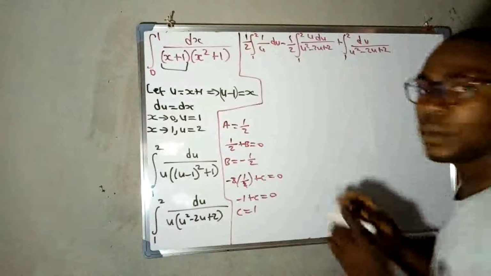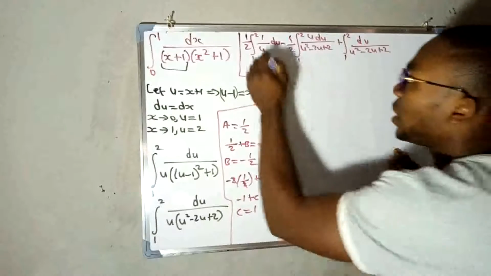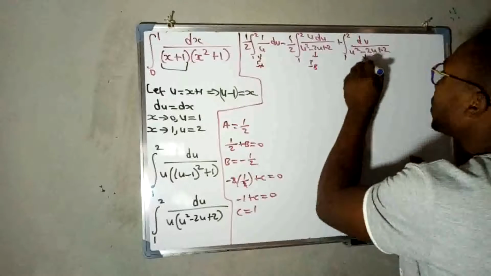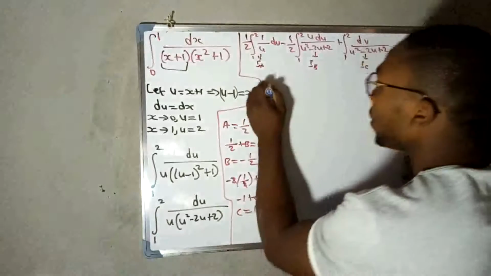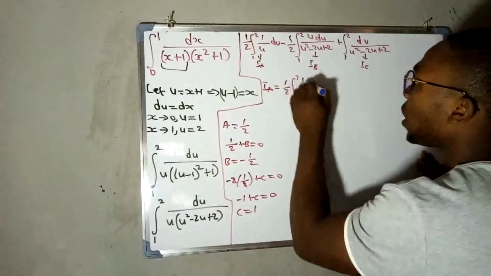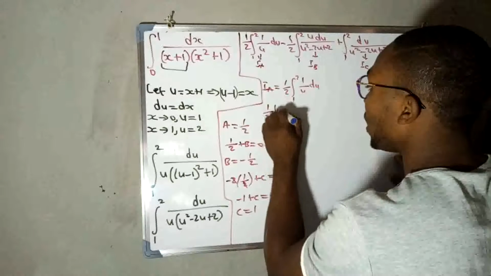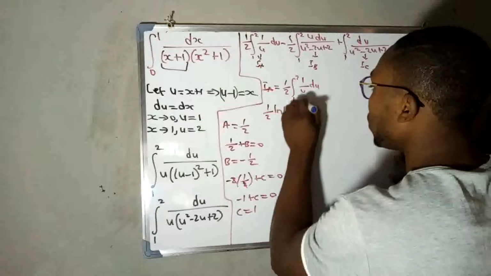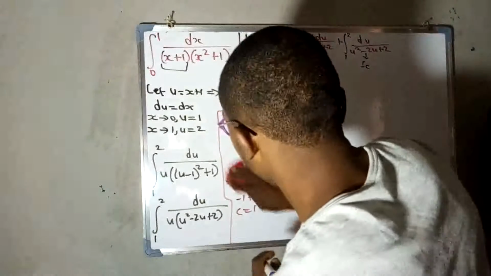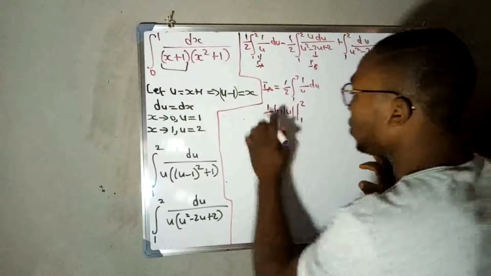You see, now I'm going to evaluate each of them. Now let me call this my IA, and let me call this my IB, and let me call this my IC. Now from my IA, which equals 1 over 2, from 1 to 2, and I have 1 over u du. We all know that the integral of this is nothing but 1 over 2 ln u, then my limit from 1 to 2. So I just have to plug in my limit.